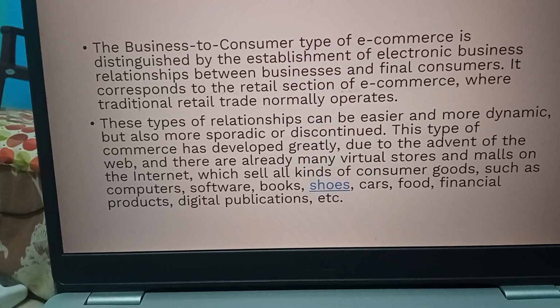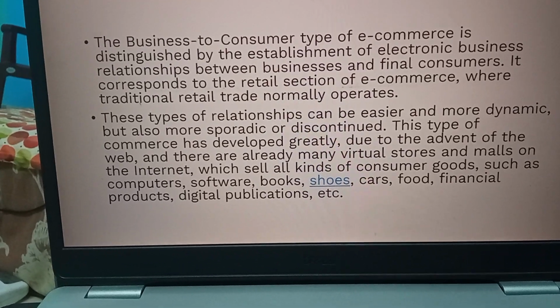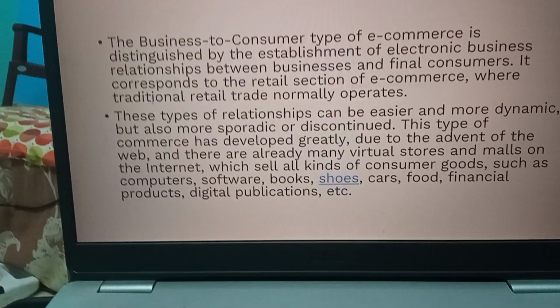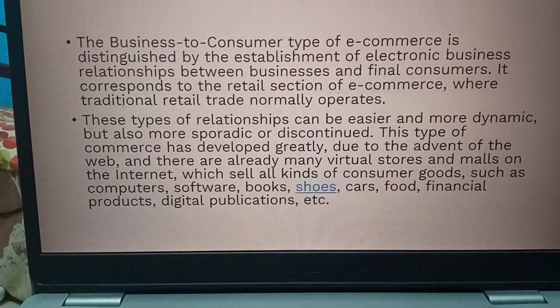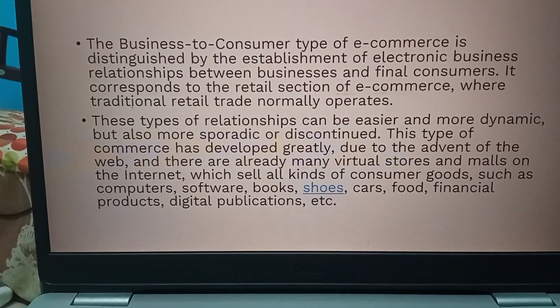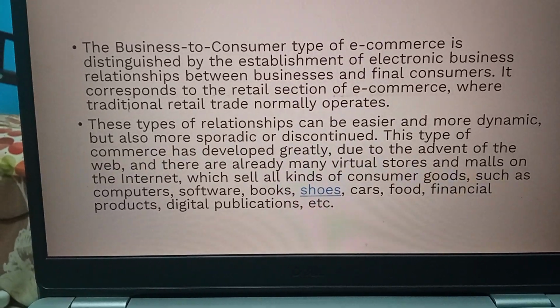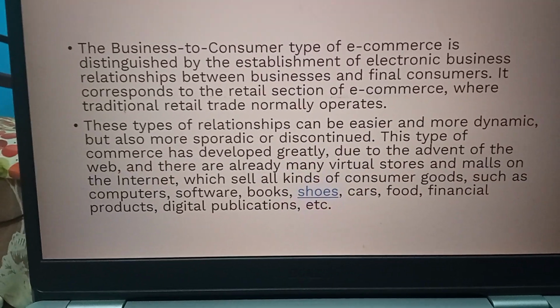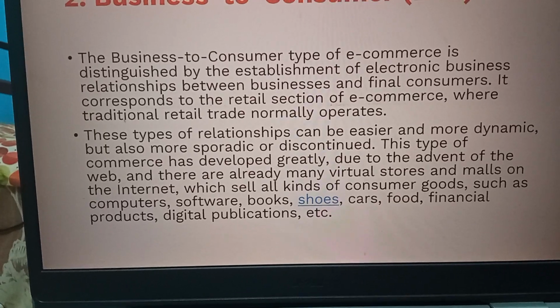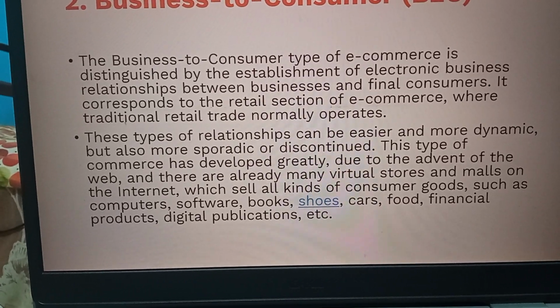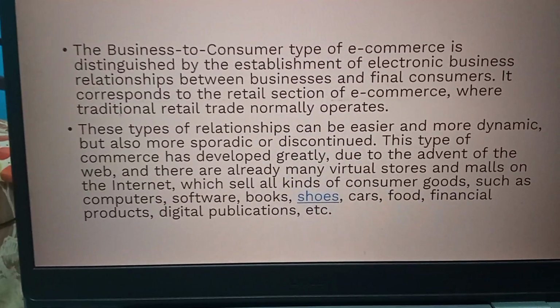This type of commerce has developed greatly due to advent of the web, and there are already many virtual store and mall on the internet which sell all kind of consumer goods such as computer software, books, shoes, car, food, financial product, digital publications, etc.